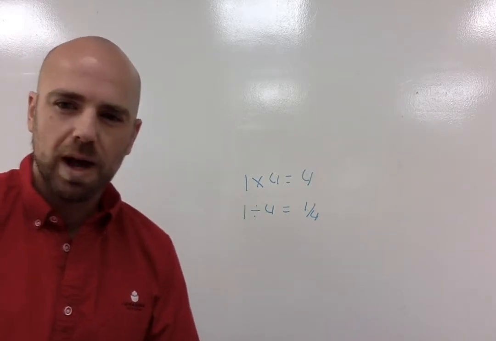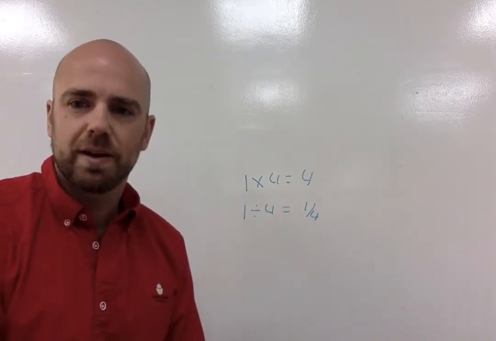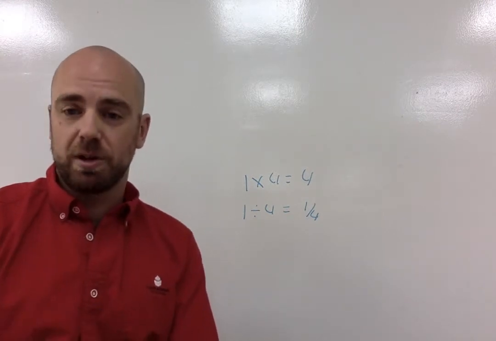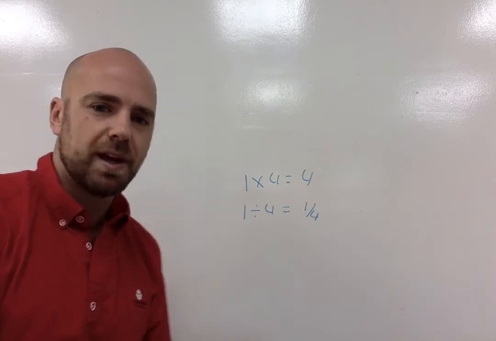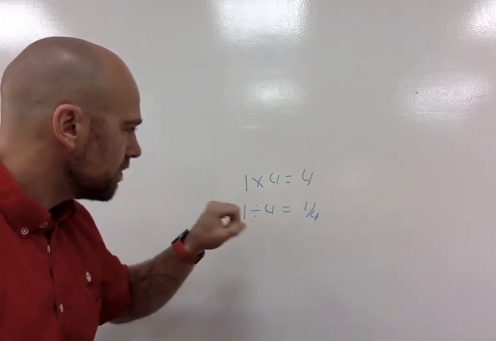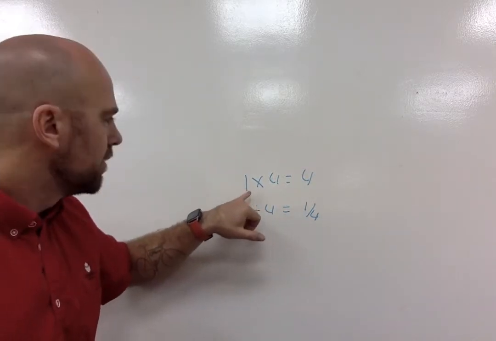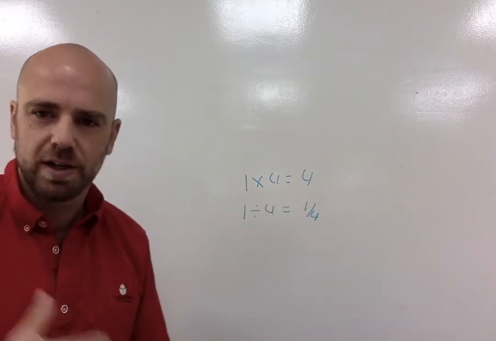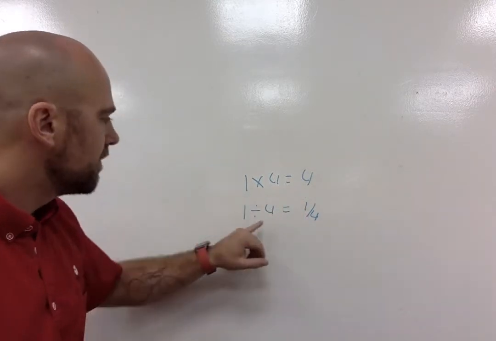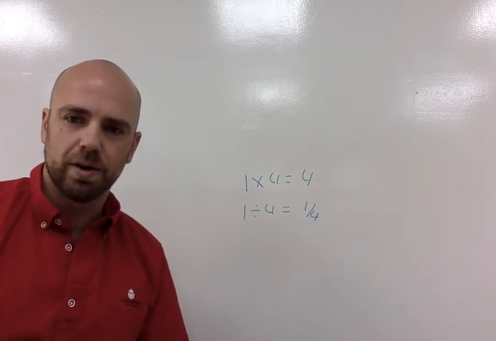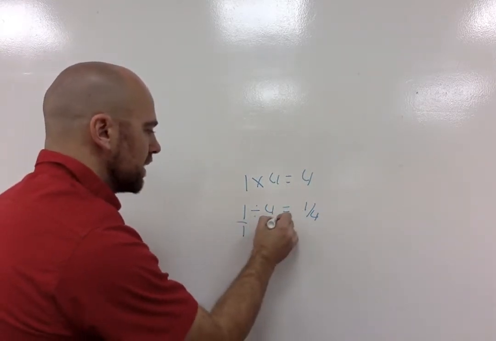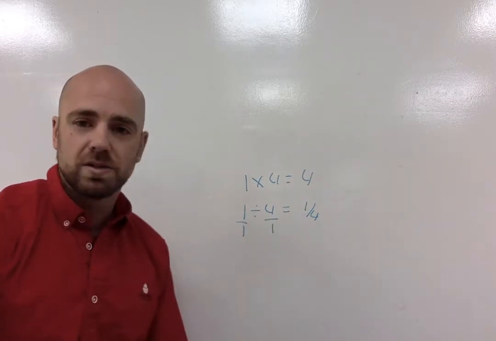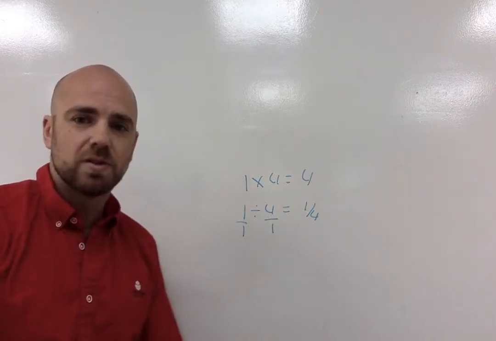So why it works the way that it works, that we can actually change a multiplication or a division question with fractions into a multiplication question with fractions. When we look at this, 1 times 4 is going to equal 4. But if we say 1 divided by 4, we're going to get 1/4. So we could basically say 1 over 1 divided by 4 over 1, because those are technically the same thing.